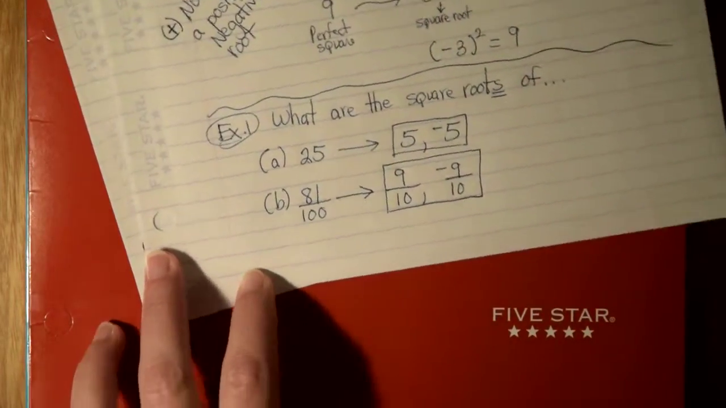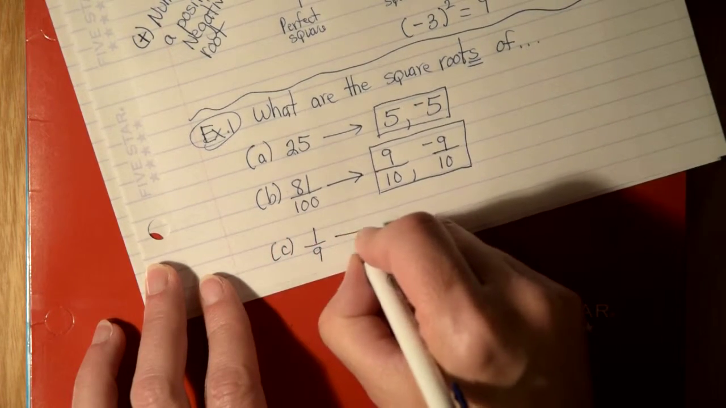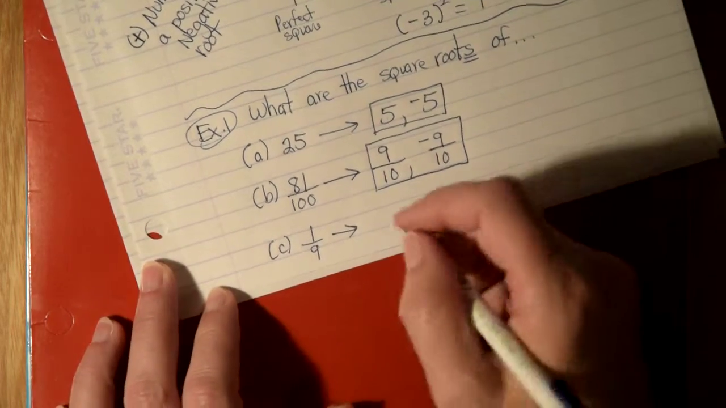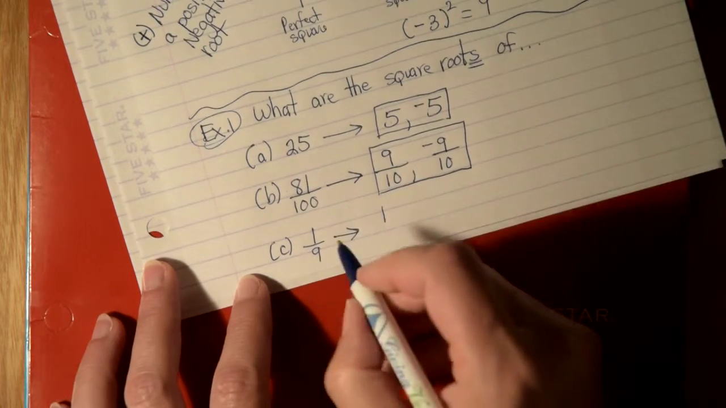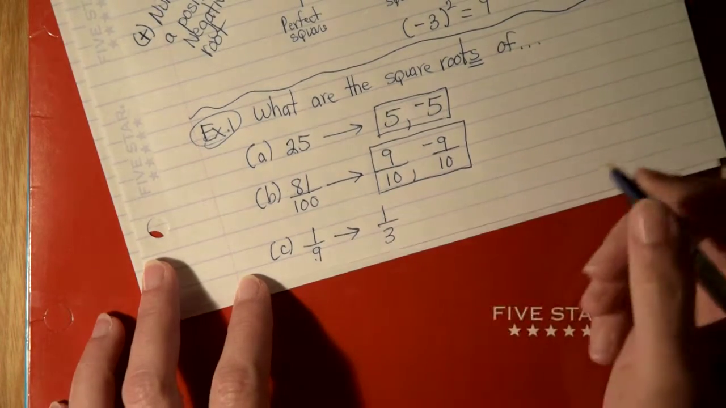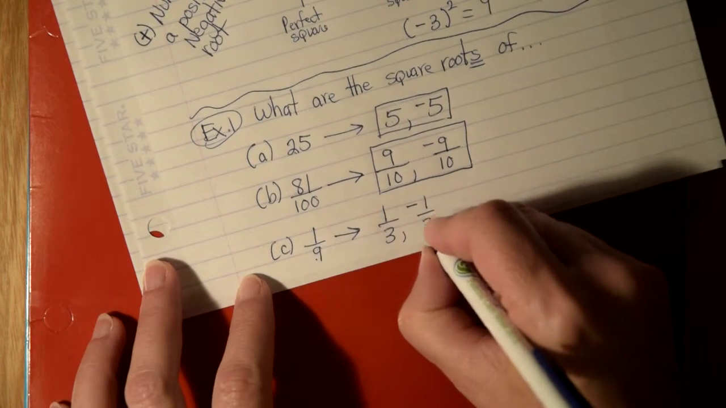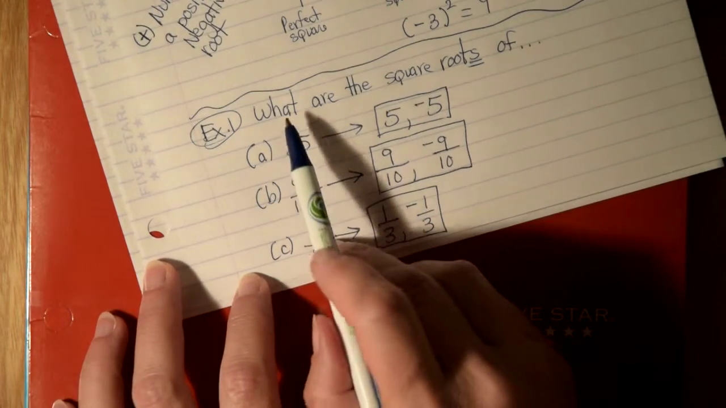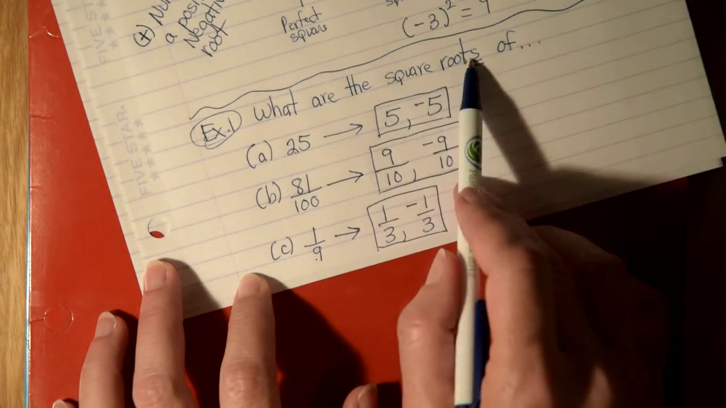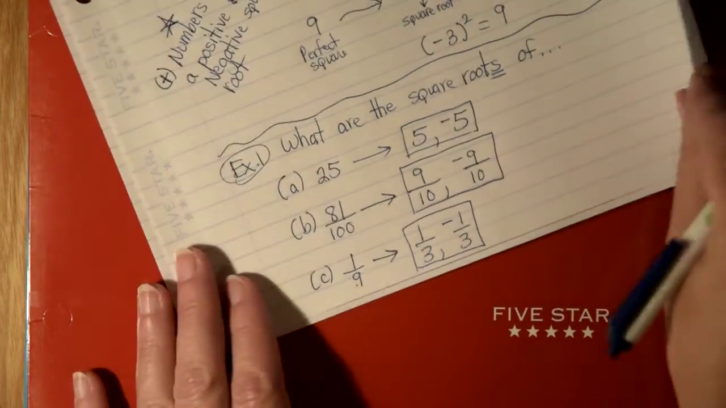And let's do one more like that. 1/9. I want the square roots. So I take the square root of the top, which is square root of 1 is 1. The square root of 9 is 3. So I get 1/3 is the square root, but also negative 1/3. So that's one way. They ask you for the square roots using words like this. Then you'll have two roots, a positive and a negative root. Example 2.